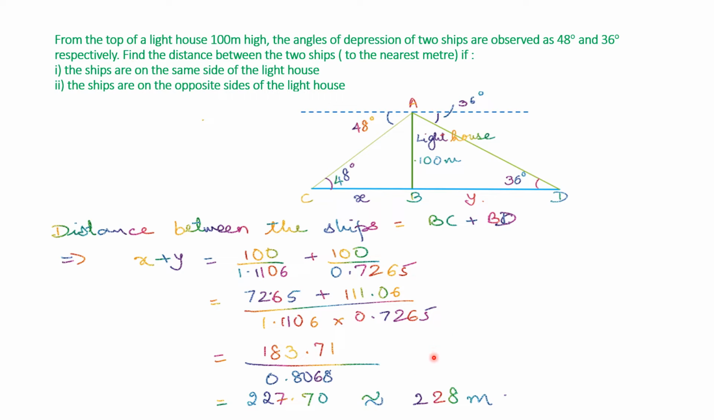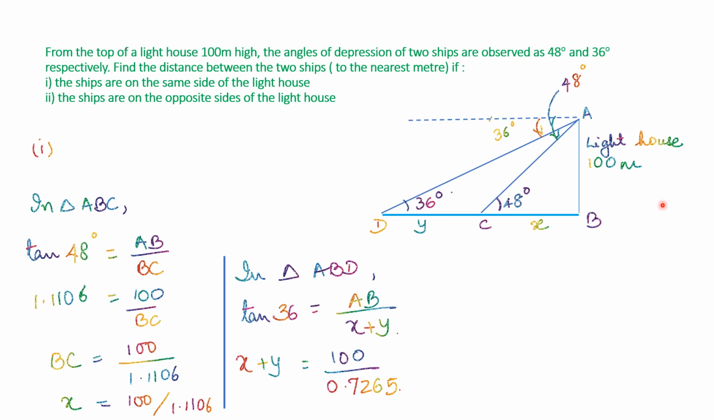At least you will lose only 1 mark because you have not been able to calculate this value. In the remaining part, you will still get the marks. So let's now go to the next one, that is, the ships are on the same side of the lighthouse.